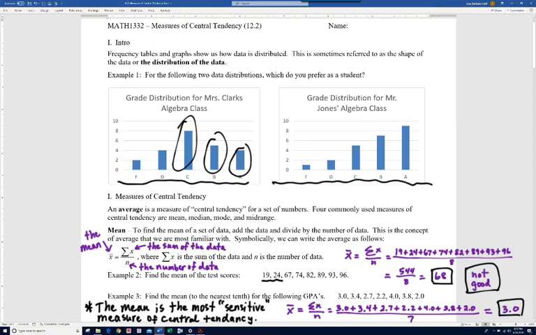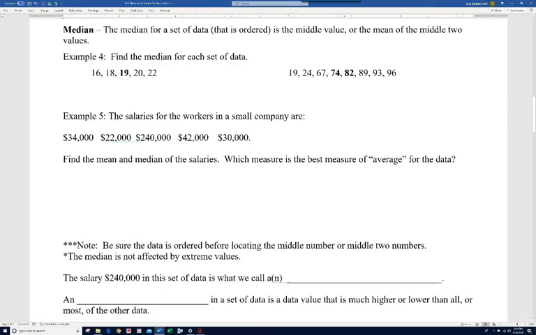All right, let's move on to the next slide. And so now we're going to talk about median. It says the median for a set of data that is ordered, and that's important, the data is ordered, it's in order, is the middle value or the mean of the middle 2 values. So if you have an even number of pieces of data, you'll take the middle 2 numbers. So for example, we have example 4 here, where you're supposed to find the median.